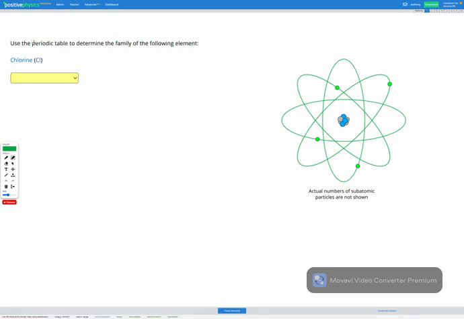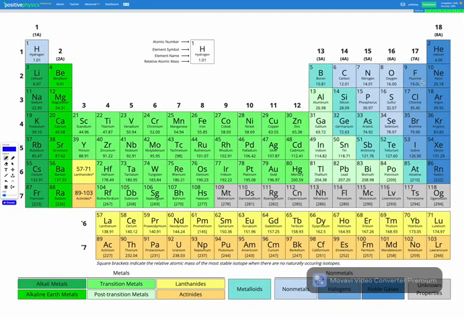This question asks us to use the periodic table to determine the family of the following element, chlorine, which has a symbol Cl. So let's go look at our periodic table in the reference sheet. Let's find chlorine first. Chlorine is over here. And we're trying to figure out what family it's in.